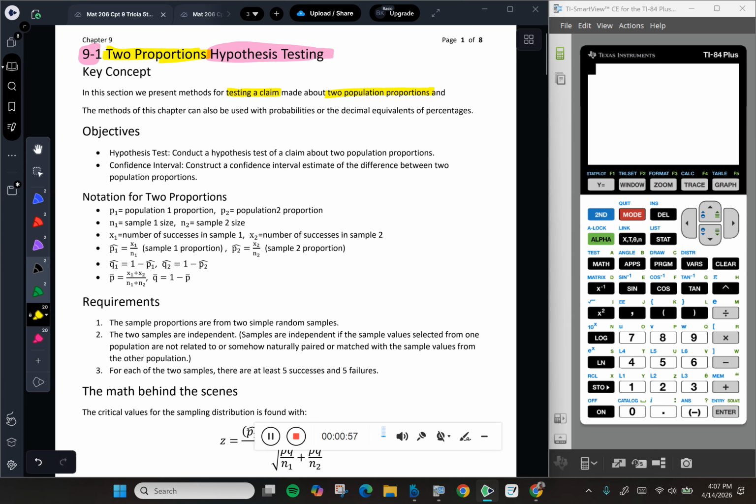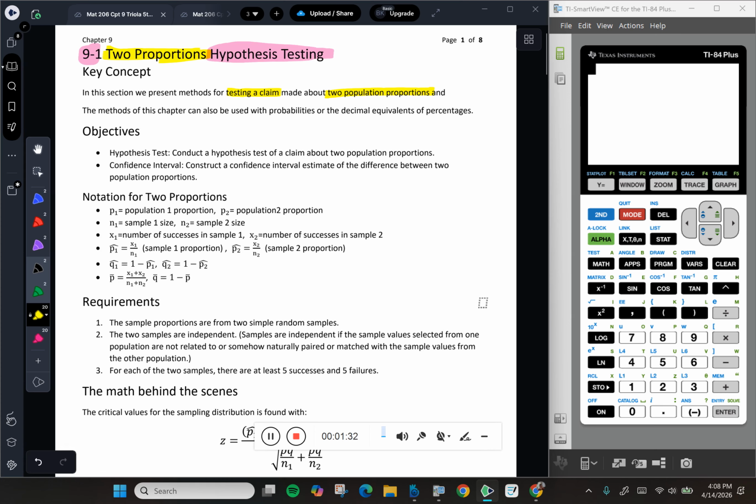So essentially what's going to happen is someone is going to make a claim that the proportion of population 1 is maybe the same as population 2, and then we'll test if they're equal. Or they'll say proportion 1 is less than proportion 2. So then we'll test the claim about this one being lower than that one, or higher than that one. But essentially there's going to be two populations. We're going to measure the same thing in both populations, come up with that proportion, and that's what we're going to test. Right?